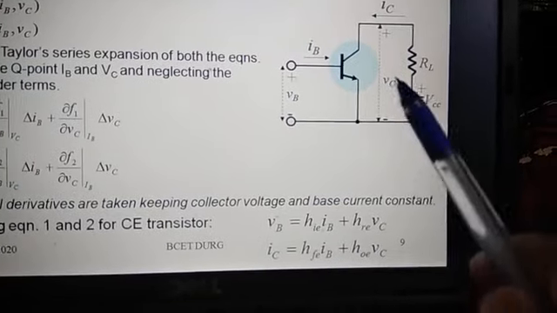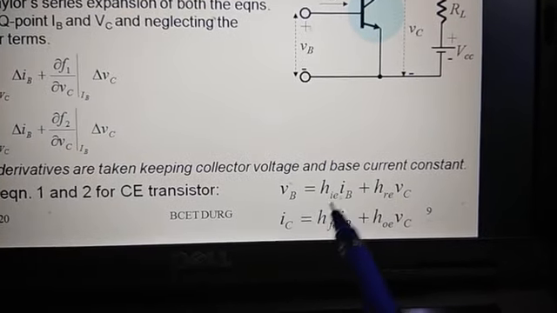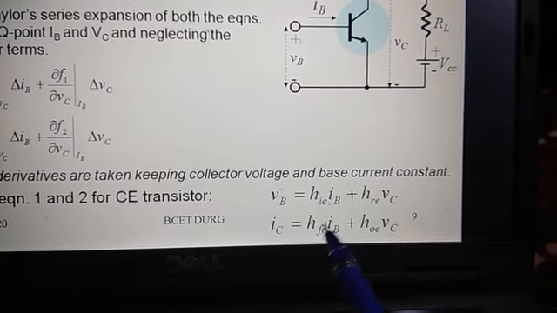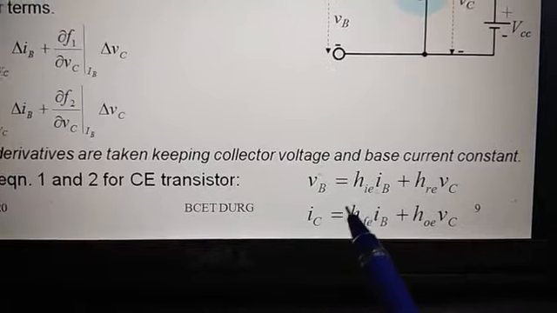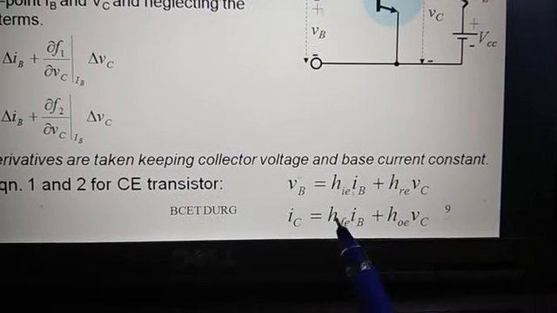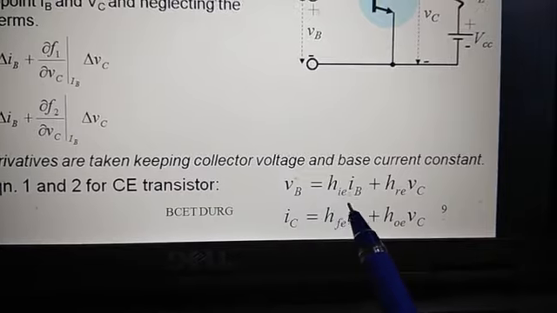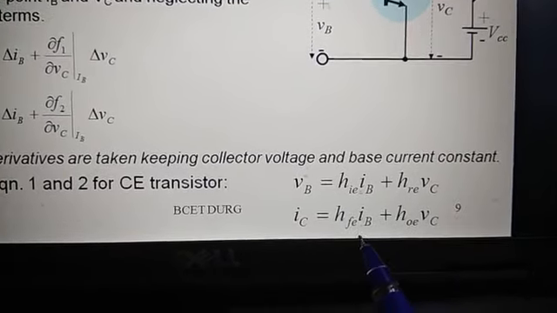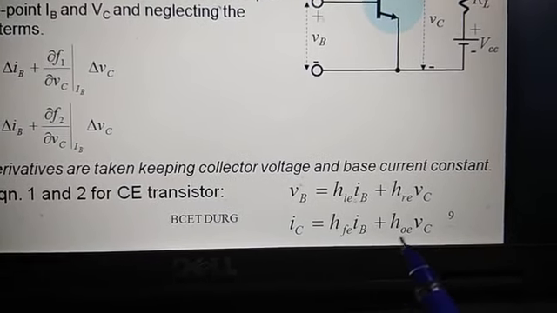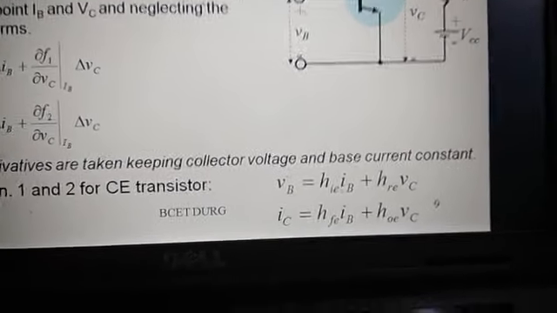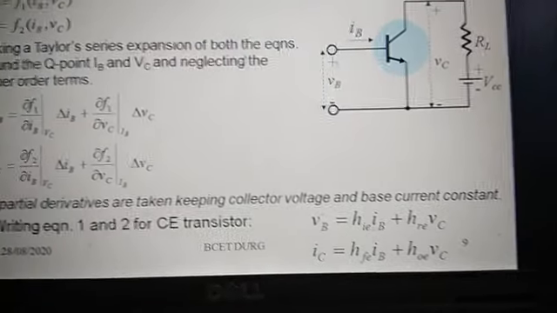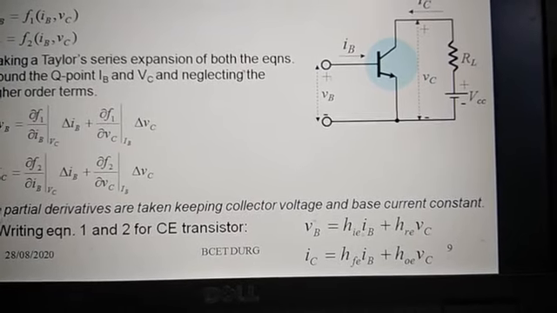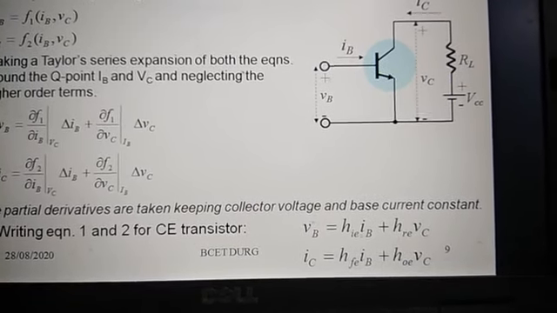So this is the common emitter configuration, and for the common emitter configuration we can write the input voltage and output current in terms of these four parameters. Because this is common emitter, in place of HI you can write HIE, in place of HR you can write HRE, in place of HF you can write HFE, and in place of HO you can write HOE. So you can add the suffix for the configuration of the transistor. For common emitter: HIE, HRE, HFE, HOE.